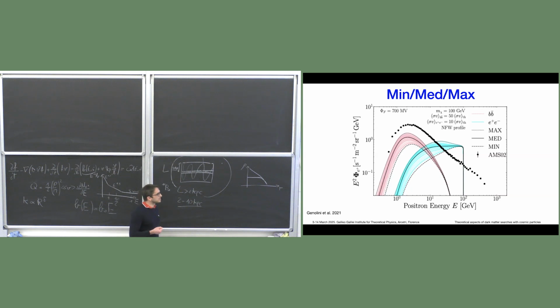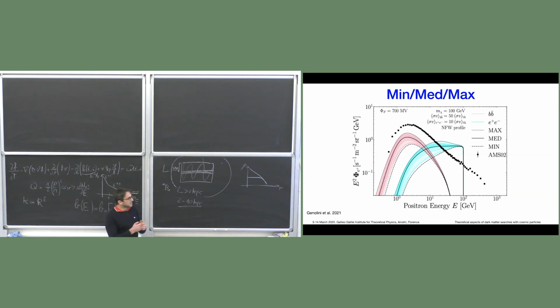So physicists in the past, like David Maurin, Fiorenzo Donato, and Pierre Salati, made a model, min-med-max, where they fitted cosmic ray data, and they found what could be the variation of the flux of positrons and antiprotons from dark matter. They found that with the propagation knowledge of that time, the flux could vary even by a factor of 10.